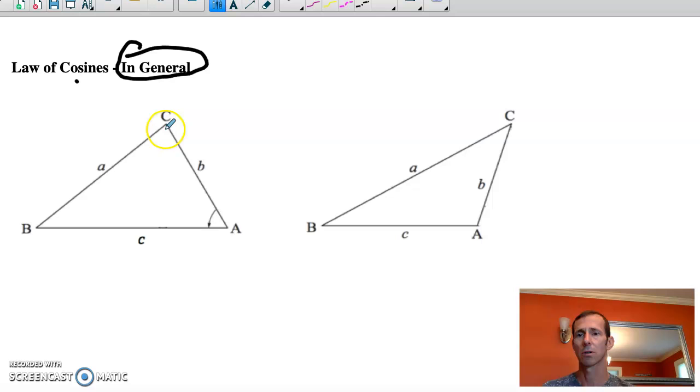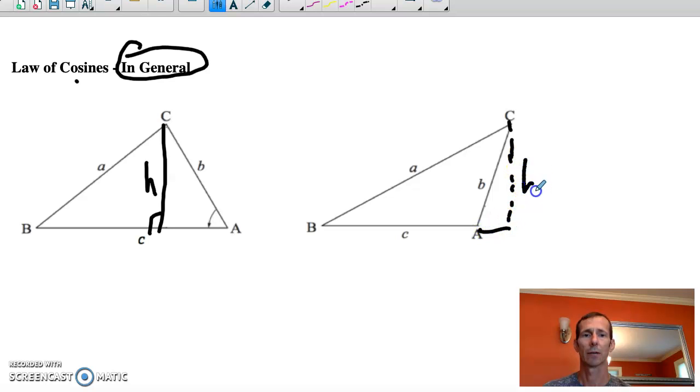And again, to do so, I need to be able to drop an altitude. There it is, a height. And on an obtuse triangle, that would be outside of the triangle. And so we're going to call this, just like we did a minute ago, this little bit right here x, which means this side would have to be c minus x for you to get an entire side of c.